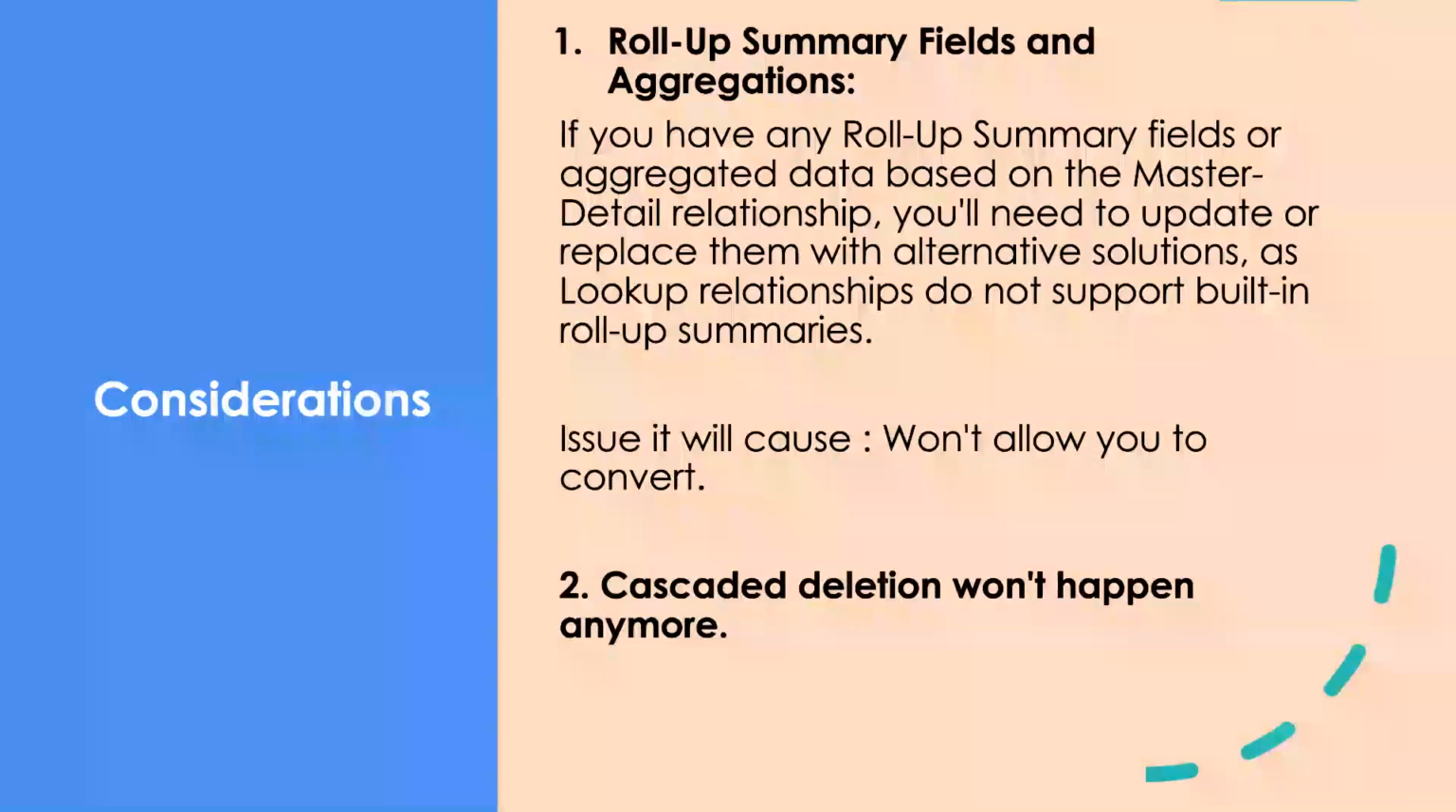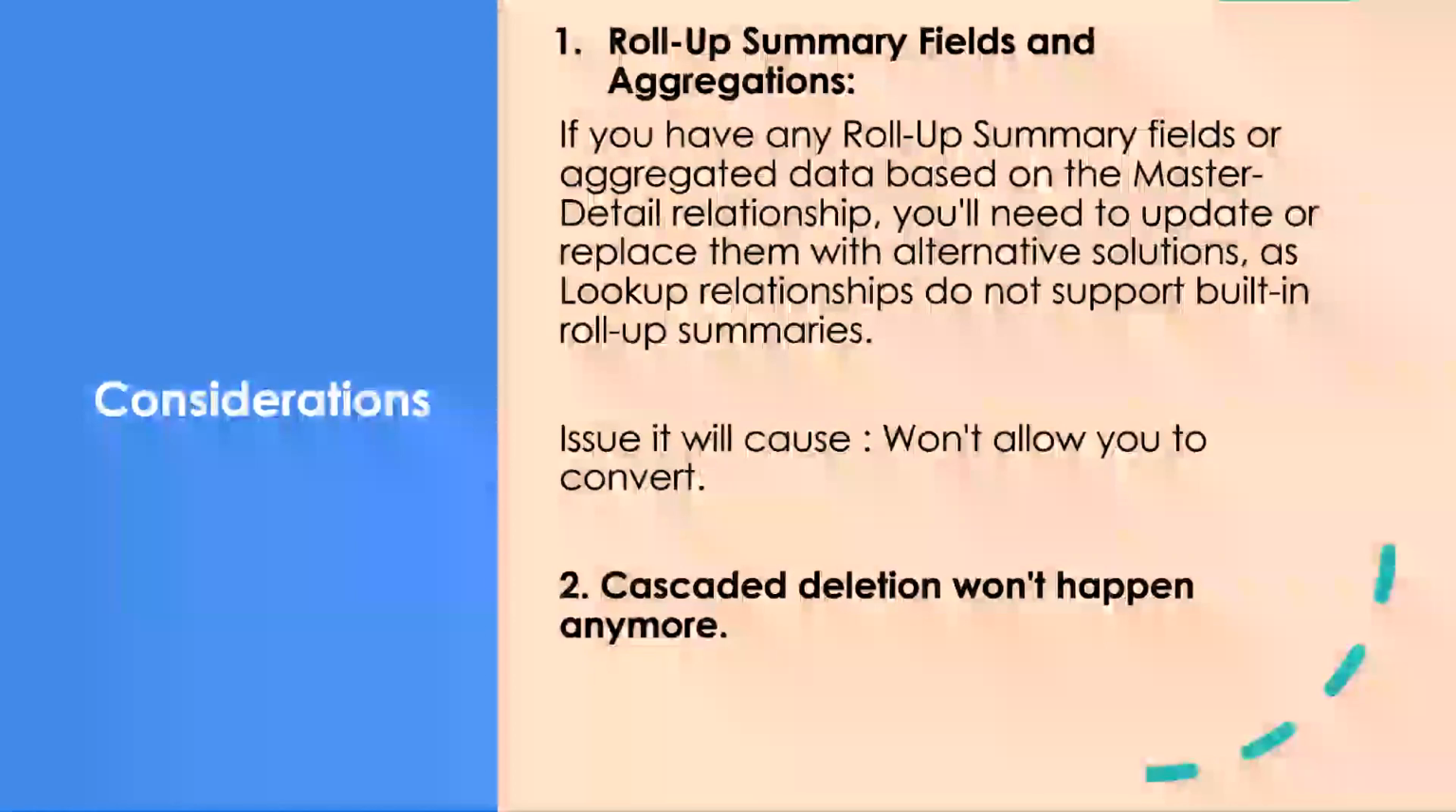But in a lookup relationship, that does not happen. When you delete the parent, the child will not get deleted automatically. So you need to keep in mind what will happen, and you should have a strategy in place for the orphan records. Because if somebody deletes the parent record after your conversion is done, after you have converted the master detail into a lookup, there will still be existing data in your org which has a parent child relationship.